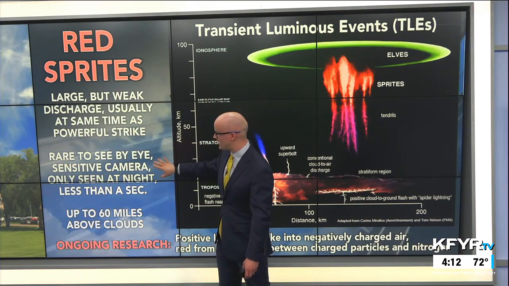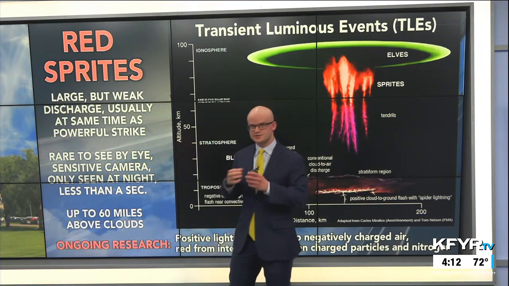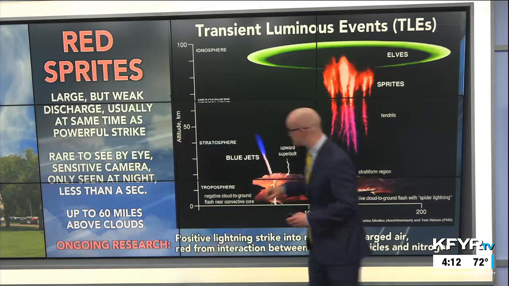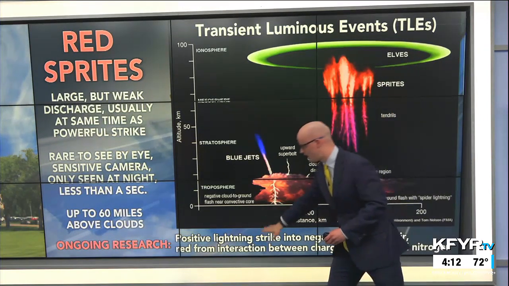They're rare to see by eye. You usually need a sensitive camera to photograph them. They're only seen at night because they're fairly faint, and they only last less than a second, and they can extend up to 60 miles above our thunderstorm clouds. So there's a lot of ongoing research.